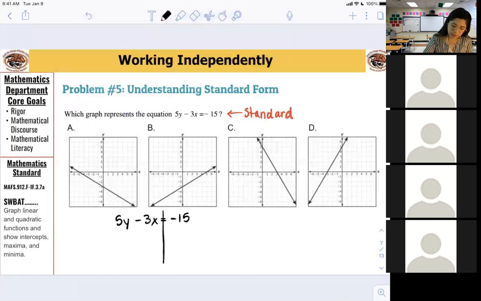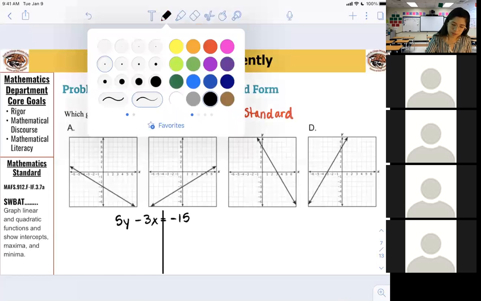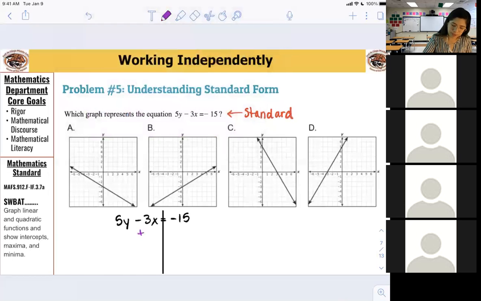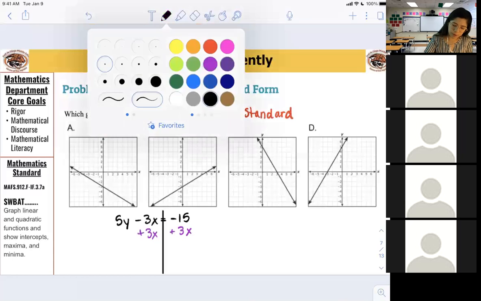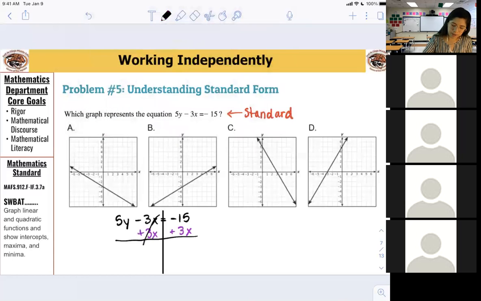Here we go. Converting this to slope-intercept, what should I do first? Add 3x. Good. What do I get on the other side? 3x minus 15. Good. 3x minus 15. And then finally, divide by 5.